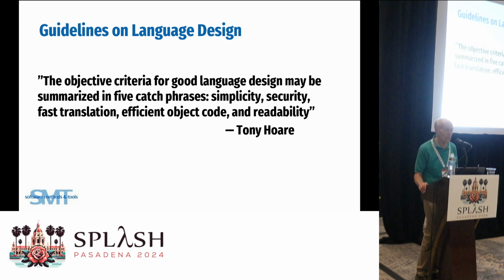So Tony Hoare wrote, the objective criteria for good language design may be summarized in 5 catchphrases: simplicity, security, fast translation, efficient object code, and readability. Interestingly, 2 of those had to do with the internals, not about the language itself.